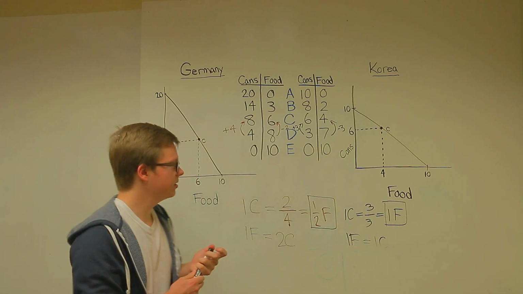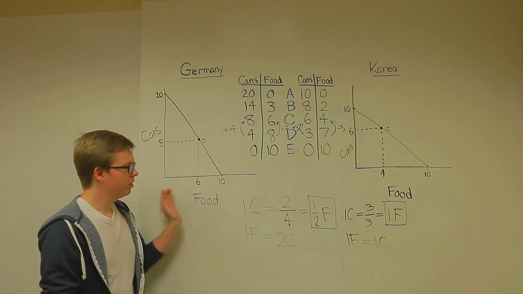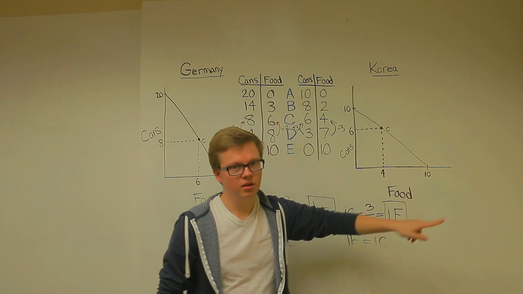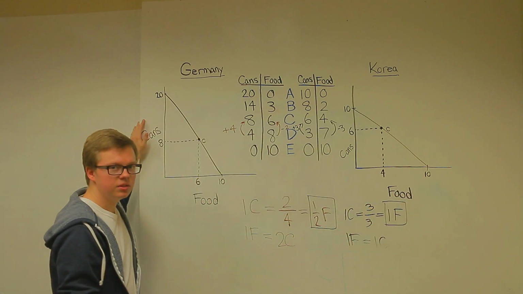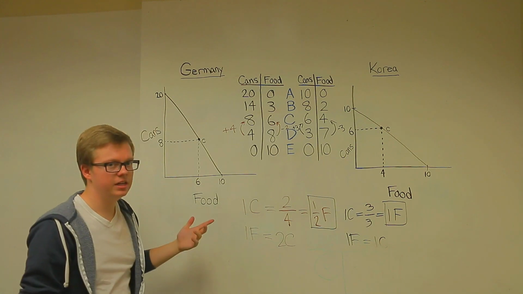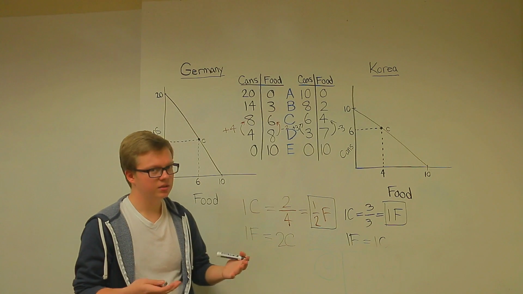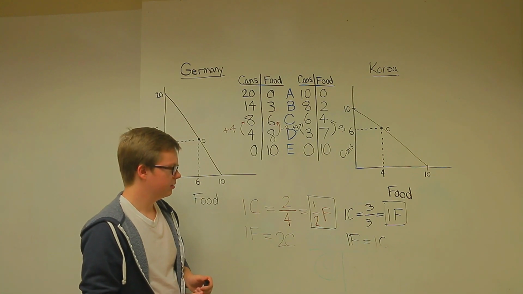And you can sort of see this on the graph, that both countries, if they invest all of their resources into producing food, can produce 10 units. But Germany, if it invests all of its resources into producing cans, can produce 20 cans. So you can kind of tell how Germany, it looks like, is more efficient at producing cans.